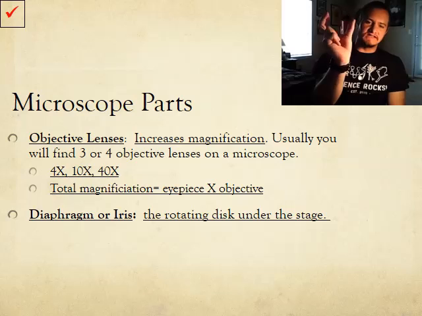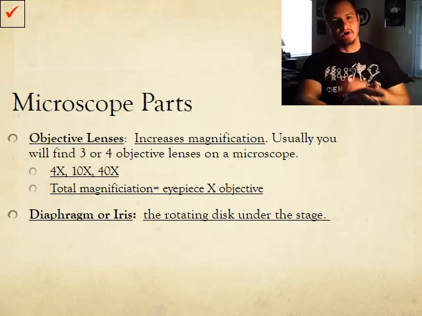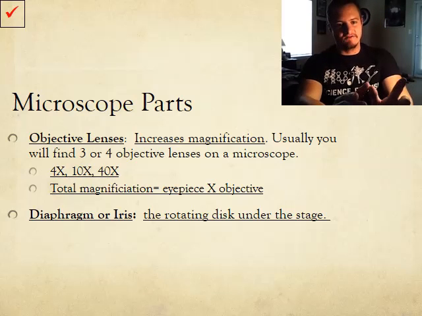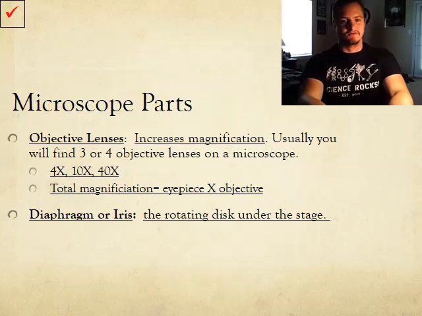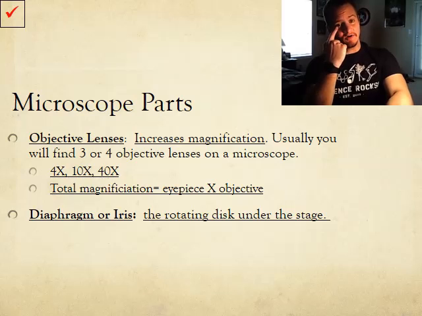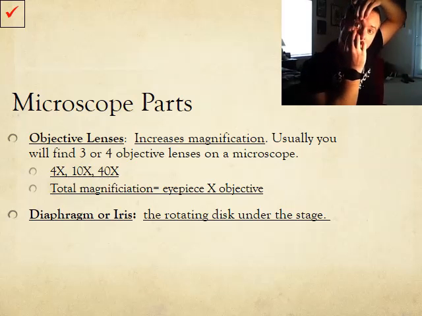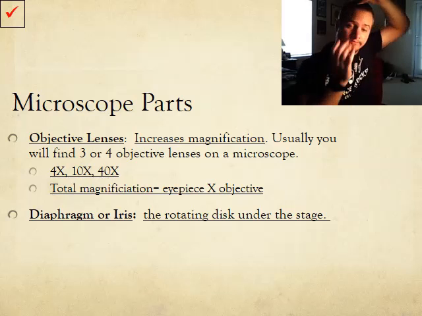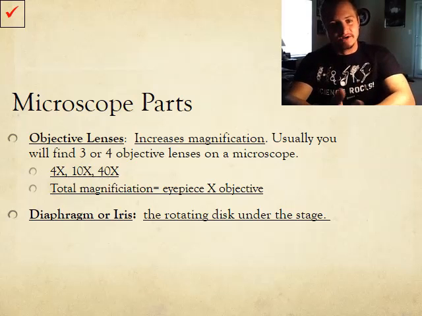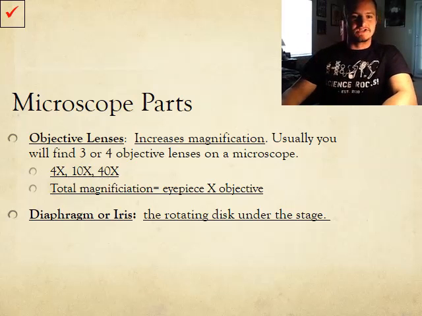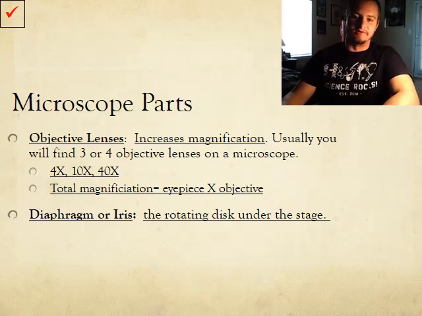So there's a rotating disc underneath the stage. What this does is it focuses in light from your light source, be it the mirror, if you're old school, or the light. Very much like the eyeball. Now we have an iris inside of our eye that primarily focuses light so we can see things. Same basic principle here.